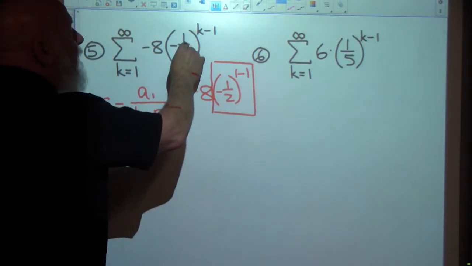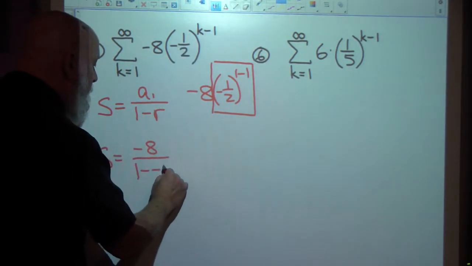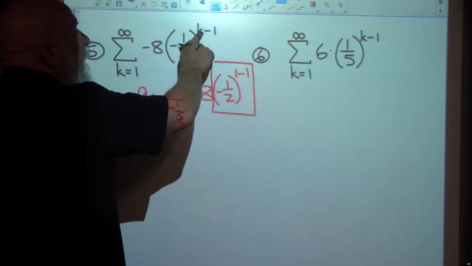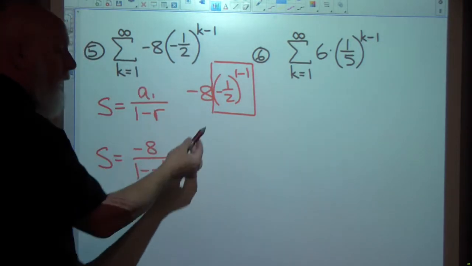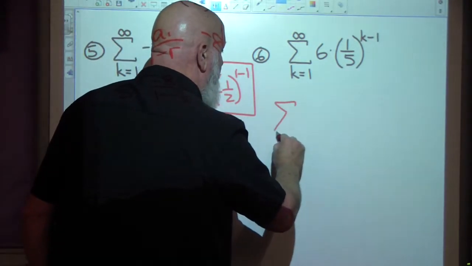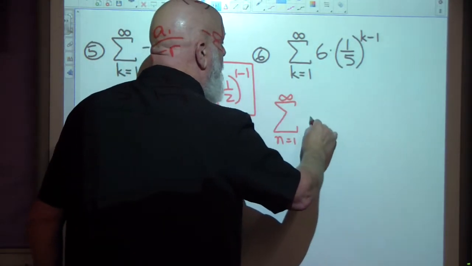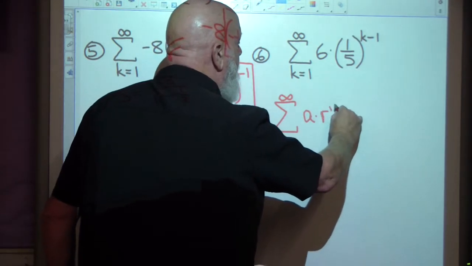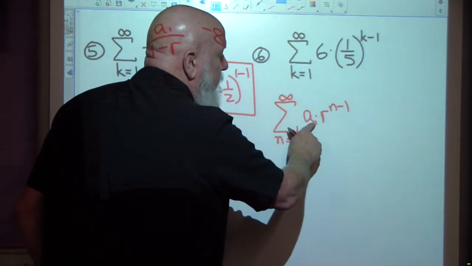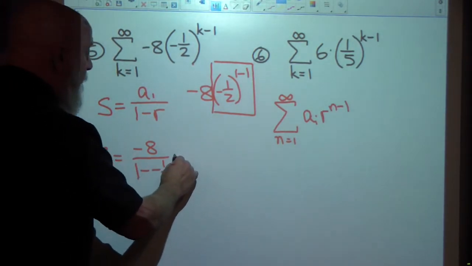My r is this right here. I'm looking at r. It's a times r to the k minus 1. That's the basic form as we talked about last week. So here it is right here, just as a reminder. Okay. So, a sub 1, first term, r, n minus 1. So r is -1/2. Now I just got to do this arithmetic and try not to mess it up.